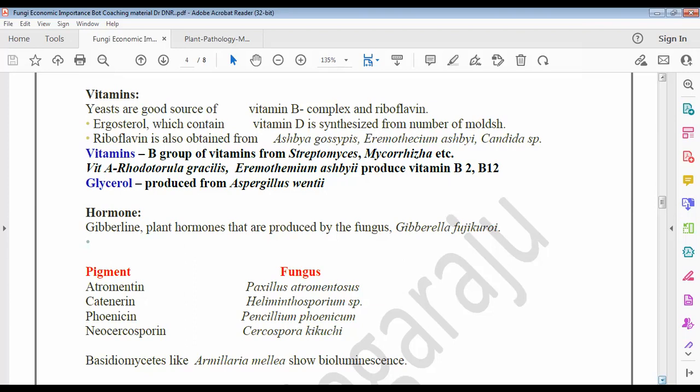Elongation, shoot elongation, and flowering. Bolting. Seed dormancy. Germination of seed.